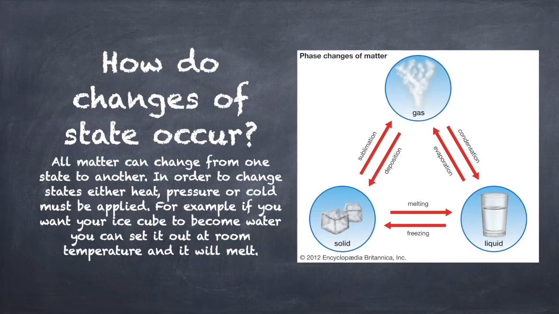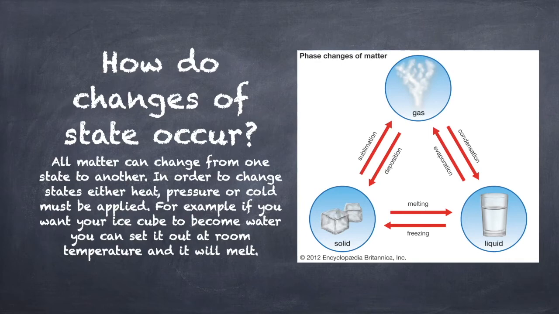So how do changes of state occur? Well, all matter can change from one state to another. In order to change those states, something has to happen to them. Either heat, pressure, or cold has to be applied. So, for example, if you wanted to turn water into an ice cube, you would just put the water into the little ice cube tray and then throw it in the freezer, and the freezer would cool it down until it turns to ice, right? So that is how you create an ice cube, and that is called freezing.